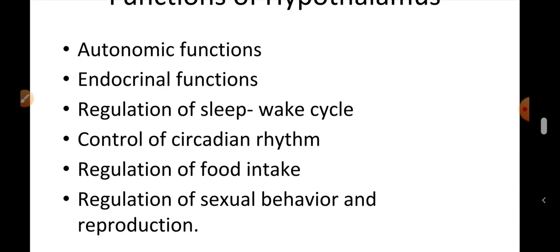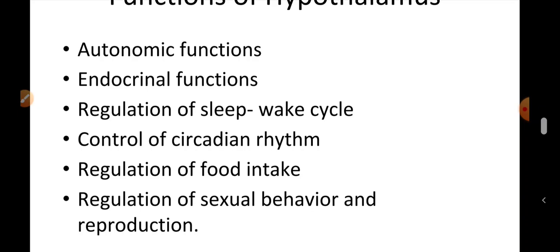Also under the endocrinal functions, the hypothalamus controls the posterior pituitary gland. The neural control of the posterior pituitary, with the secretion of antidiuretic hormone by the supraoptic and the paraventricular nuclei, helps in the regulation of water balance by controlling water excretion by the kidney. Also it helps in the regulation of uterine contractility and the regulation of milk ejection from the breast.